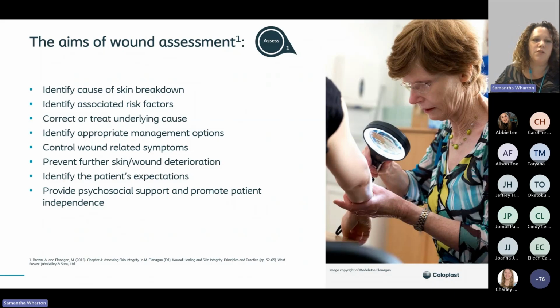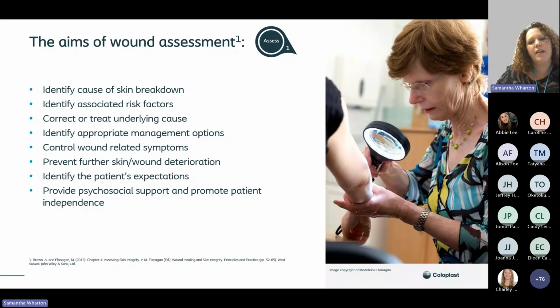So it's really important that we do get that cause of skin breakdown right at the beginning. Sometimes we can get it wrong, but then that's where you utilize your specialists or refer on if things aren't progressing as you would expect. If it's a pressure ulcer, we need to make sure we're removing that pressure. Otherwise, that wound is just going to continue to break down. Also, we need to identify associated risk factors. We need to correct or treat that underlying cause.